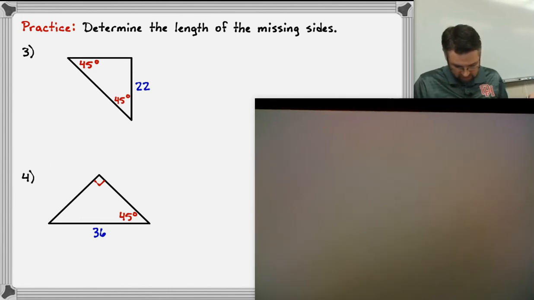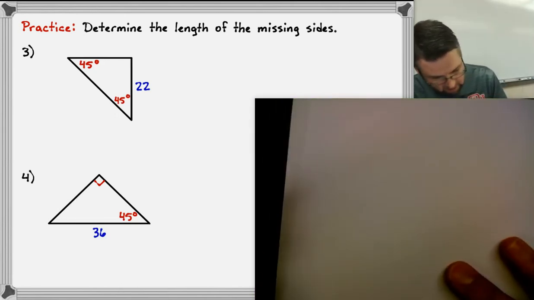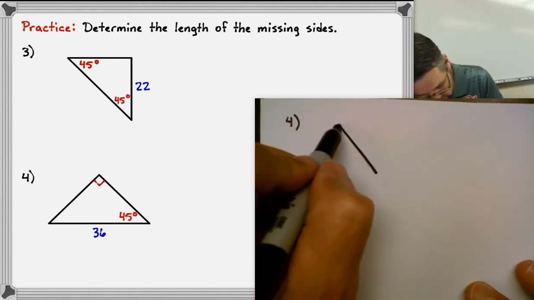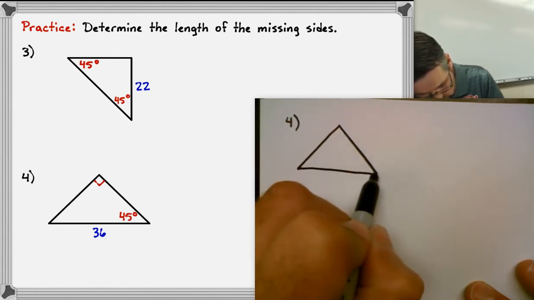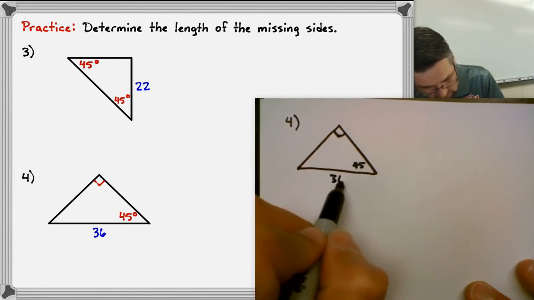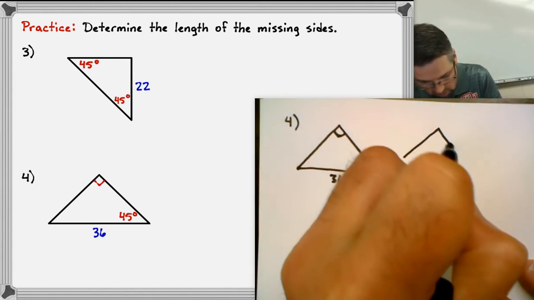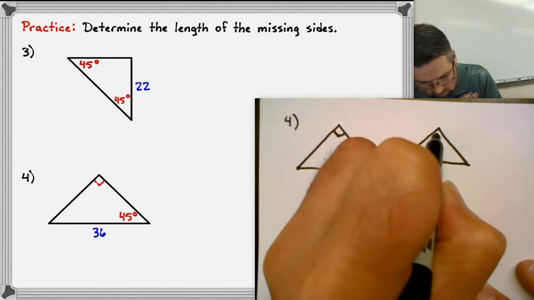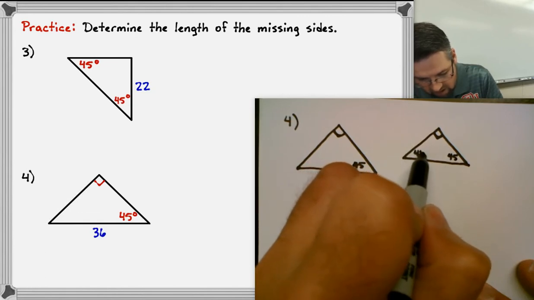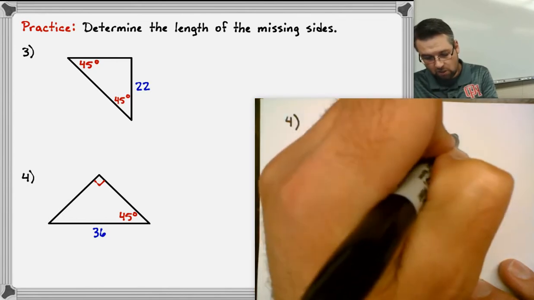Hopefully you've already done it and you're ready to go over it. But let's see what we get here for number 4. We have our 45, 45, 90 triangle. And that's 45 there, and that's 36. Because that's 45, we know that this guy's going to be 45 over here, but we're going to draw our parent triangle. And we've got our 45, our 45. Well, which one's the hypotenuse here? This bottom one's the hypotenuse, so that's radical 2. And then the legs are 1 and 1.